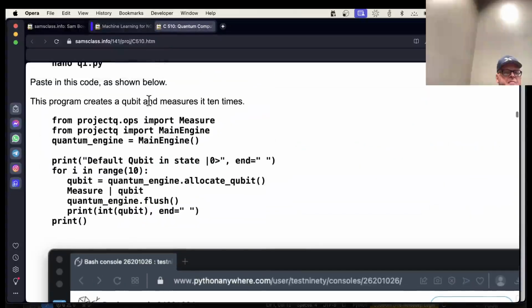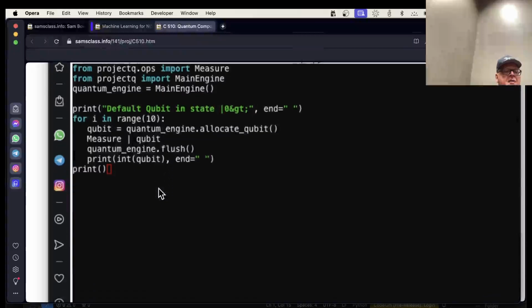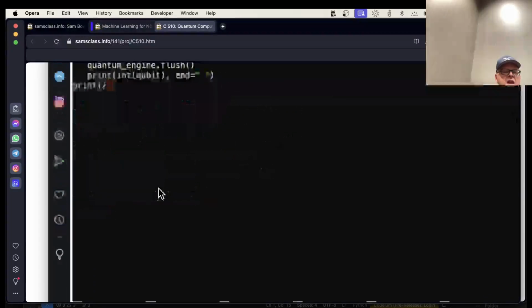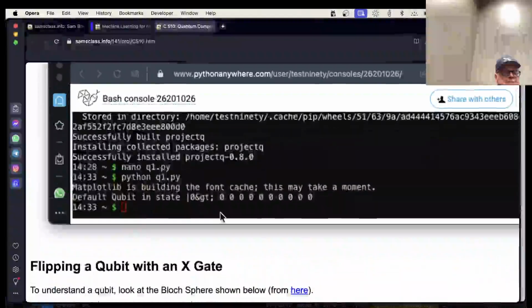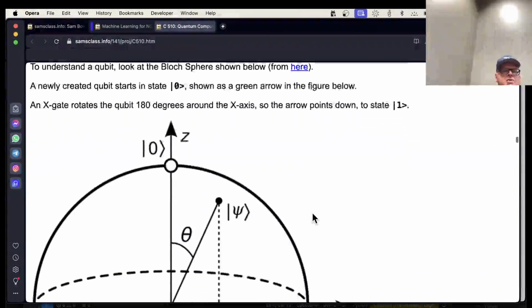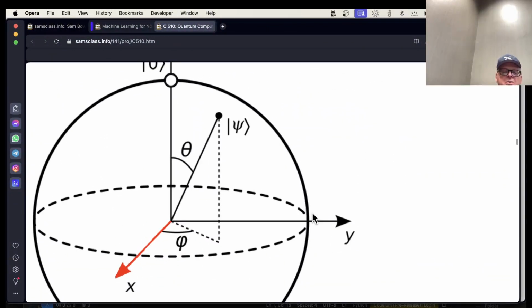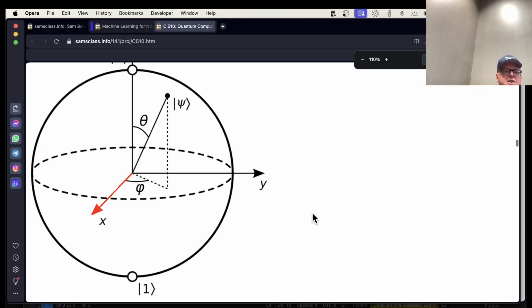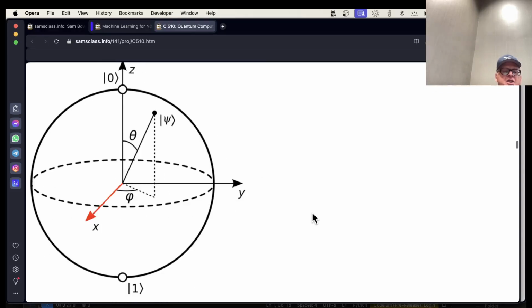So if you make it, you can define the qubit, and then for 10 times you can measure the qubit, and every time you measure it, you're going to get 0. 10 measurements, 10 zeros. So that's just like an ordinary bit. Now qubits, however, can be in between two states. And this is reflected by this thing called the Bloch sphere.